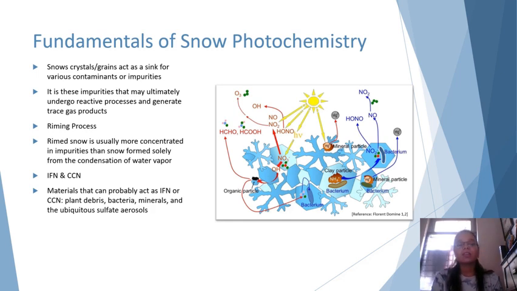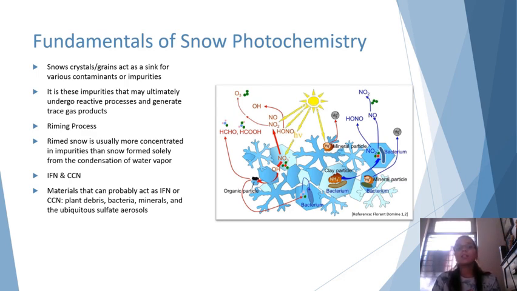As per reports, there are several natural and anthropogenic organic compounds measured in snow, including alkanes, phenols, low molecular weight organic acids, and so on. One of the beauties of organic compounds is that they can directly absorb photons, thus changing the radiation balance within snowpack. They possess the tendency to create radicals that can react with other compounds in snow. Snow crystals or snow grains act as a sink for various contaminants or impurities. It is these impurities that may ultimately undergo reactive processes and generate trace gas products.